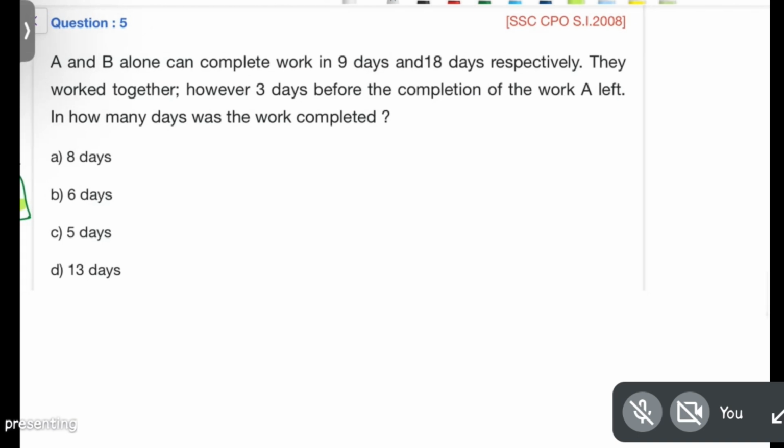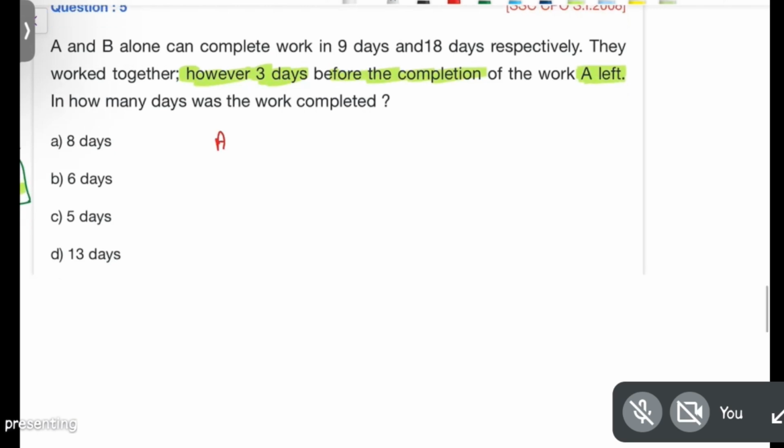A and B alone can complete the work in 9 days and 18 days respectively. They work together, however, 3 days before the completion, A left. Earlier it was about B leaving early. That means the first question was about someone leaving early, but here it is about leaving just before the work gets over. So we need to solve it from behind. Okay, this question. Let's start.